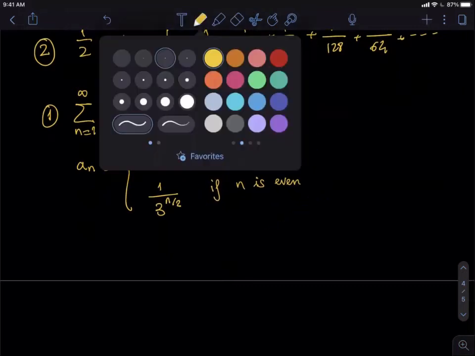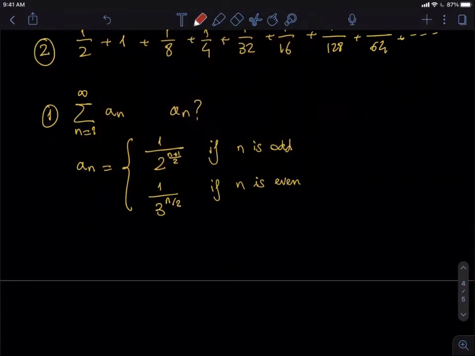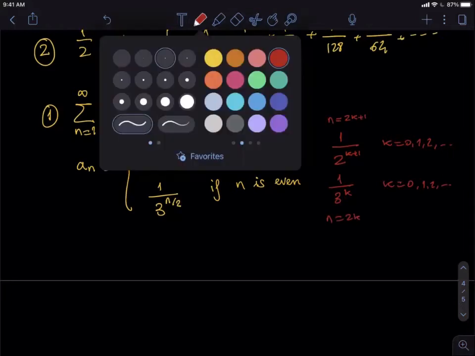If we want, we can write it as 1/2 to the k plus 1 for k equals 0, 1, 2, and so on, or 1/3 to the k, k equals 0, 1, 2, and so on. Here we would be writing n equals 2k, here n equals 2k plus 1. That's what they do in the book, actually. But I think it's more confusing, so we won't be doing that.